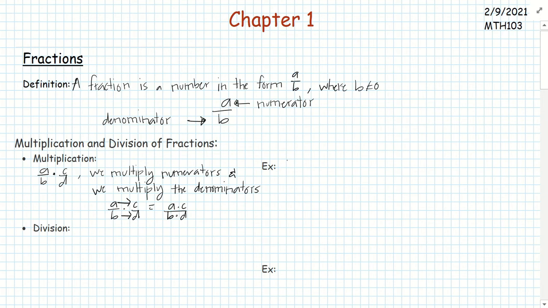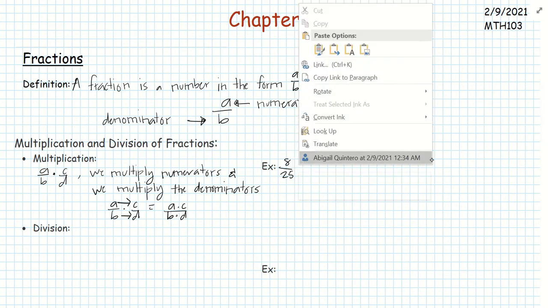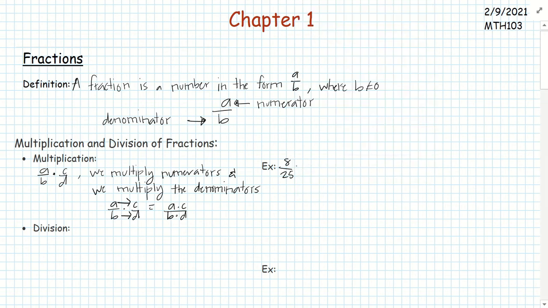So the first one I'm going to do is 8 over 25 times 15 over 32. For multiplication, we can use a dot to represent times, or we can use the little X mark. I'm going to use a dot for now.